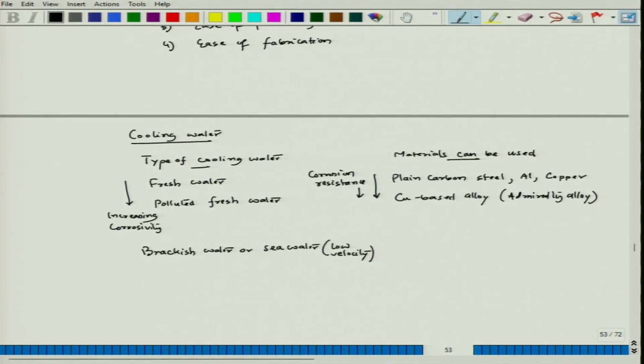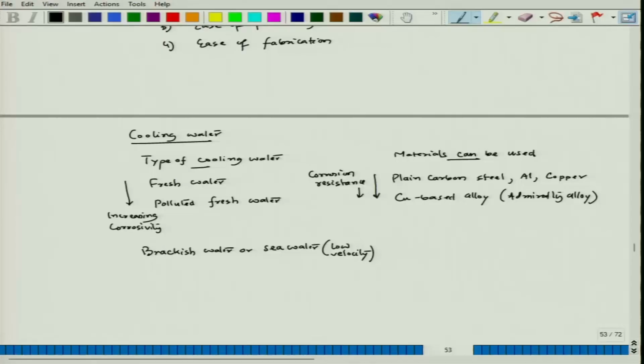So, now brackish water is nothing but the water from river meeting the sea. So, that particular zone will have little less salinity than the sea water. So, that water is termed as brackish water. So, there we should use costlier material with a higher corrosion resistance. There we can use cupro-nickel 70-30 or 90-10 nickel.